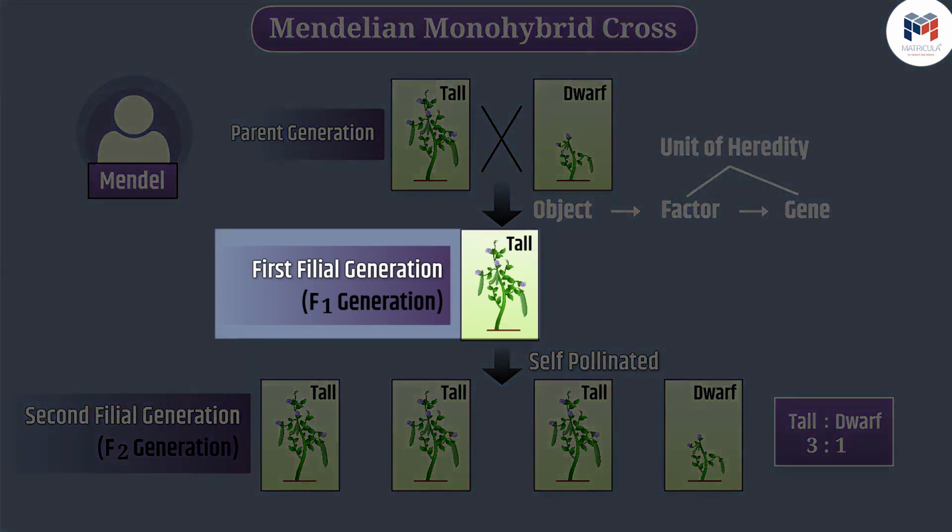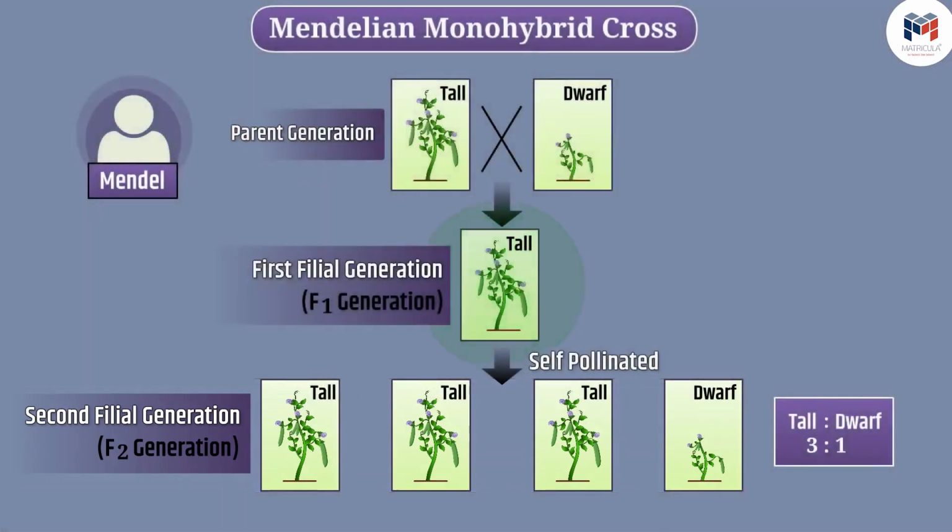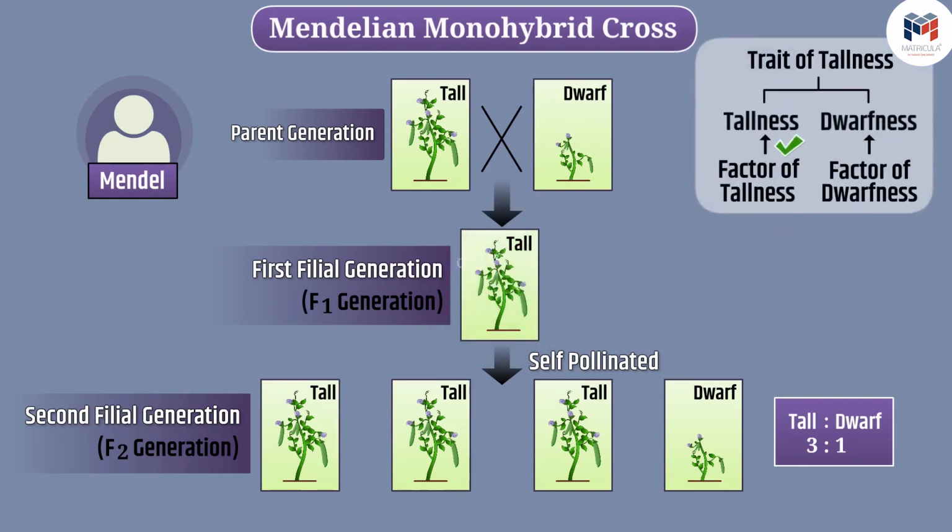All F1 generation plants were tall, but the F2 generation had a mixture of tall and dwarf plants, meaning that F1 generation plants must have inherited both tallness and dwarfness traits from the parent generation. Therefore, there must be both the factors, that is, tallness and dwarfness, present in the F1 generation plant. However, only the trait of tallness gets expressed.